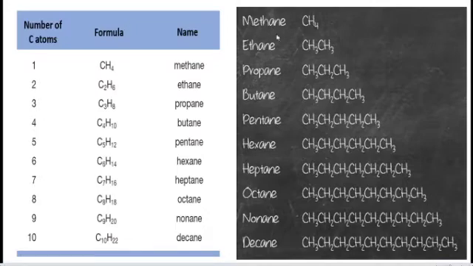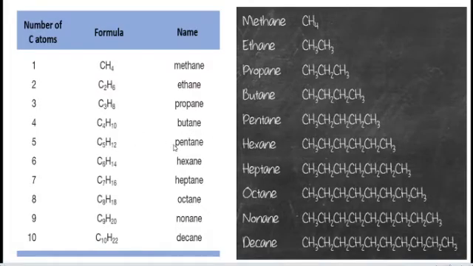Okay, the first compound is methane, then ethane. One carbon is present, that is methane. Two carbon, 1 plus 1, 2 carbon, that is ethane. 3 carbon, propane. 4 carbon is present, that is butane.